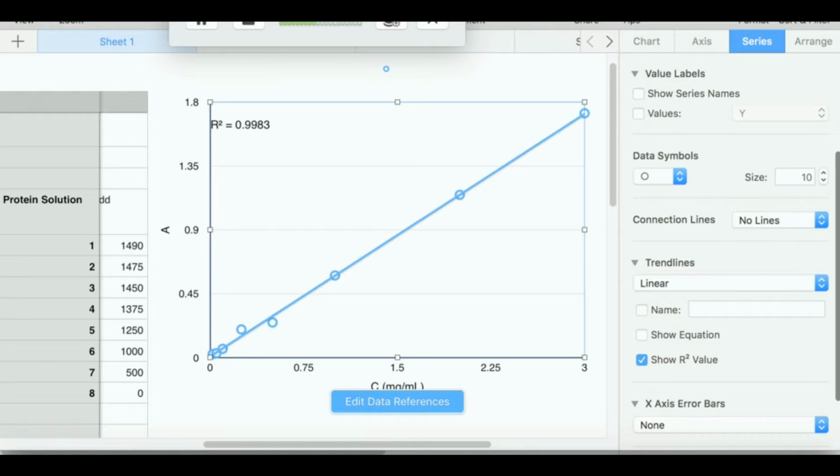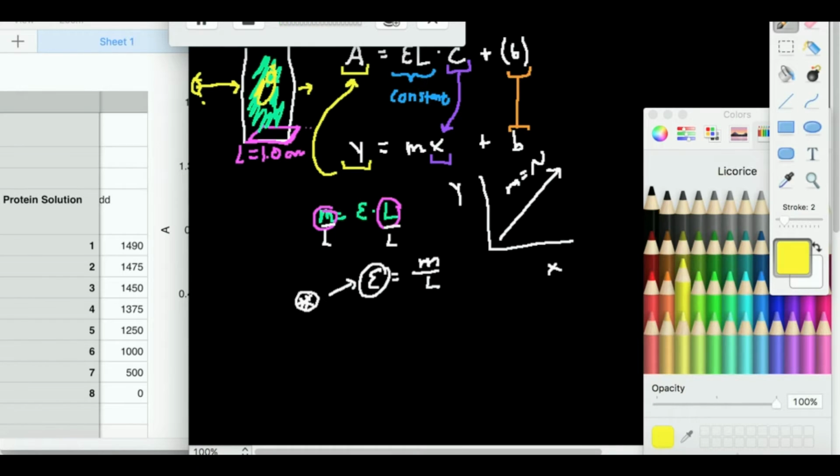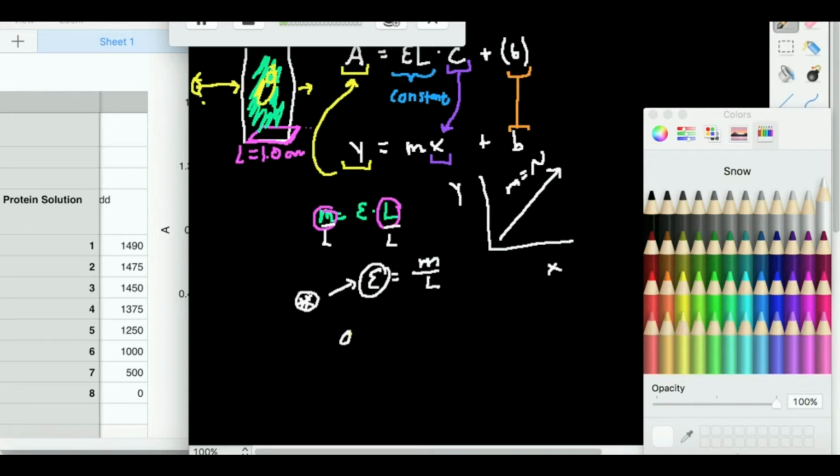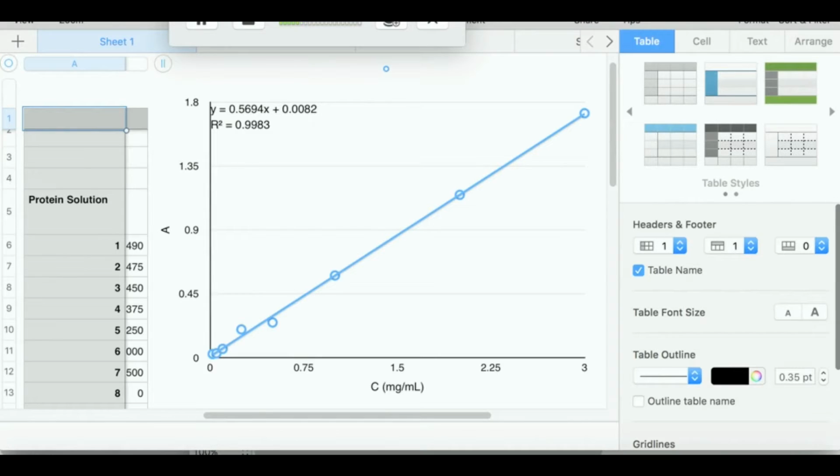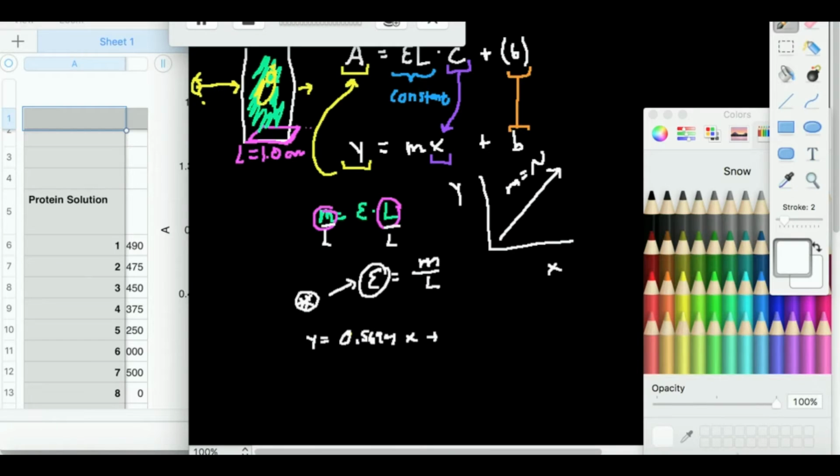That's decent enough. And then what I also want to do is show the equation. So the equation that I generated is this. What I'd like to do is copy that onto Paintbrush. So let me get the white marker. 0.5694. So y is equal to that times x plus a y-intercept. What's the y-intercept? 0.0082. So plus 0.0082.